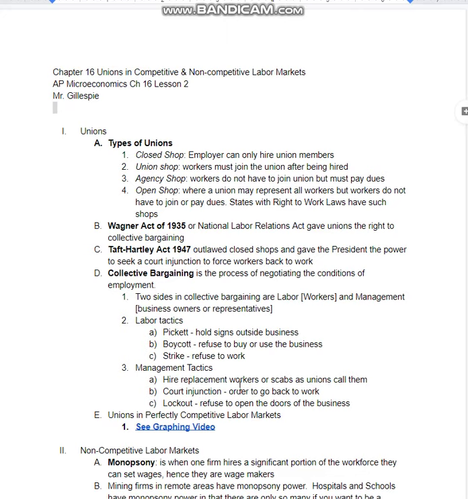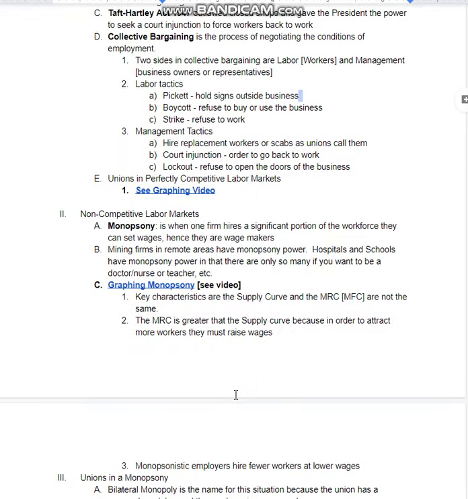They refuse to open. In hockey, when they didn't reach a collective bargaining agreement, the NHL owners decided to not open the season until they had one. That prevents the athletes or the workers from gaining a salary. And so that's a tactic that can be used. So, how does a union operate in a perfectly competitive labor market? I have a graphing video. You want to click on the link here, and it'll go through all that.